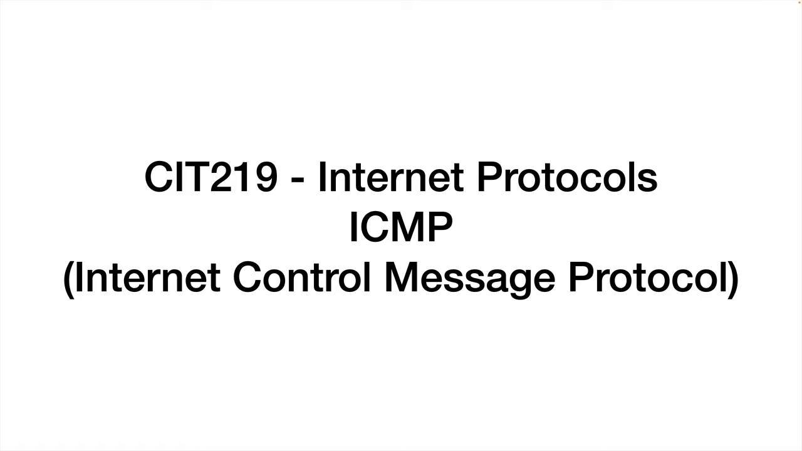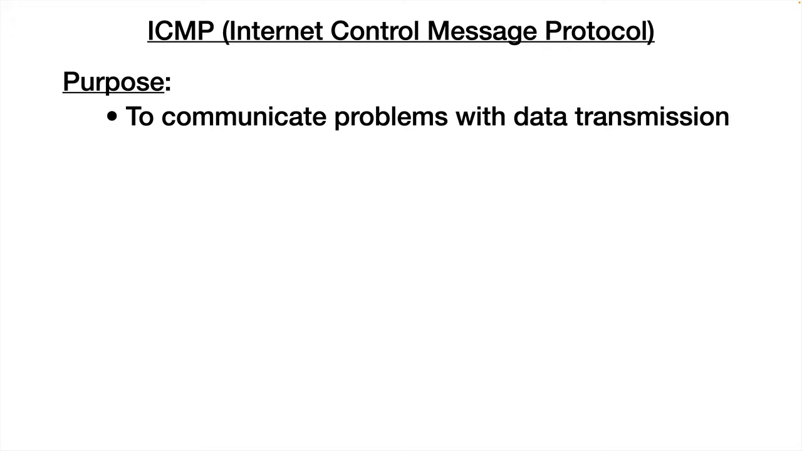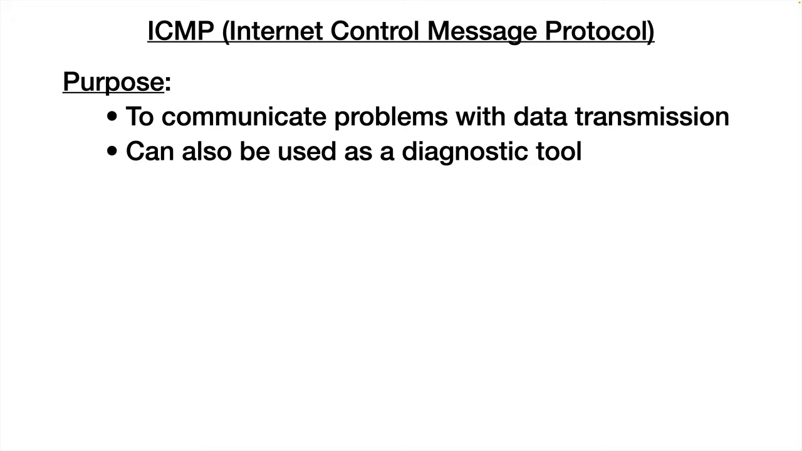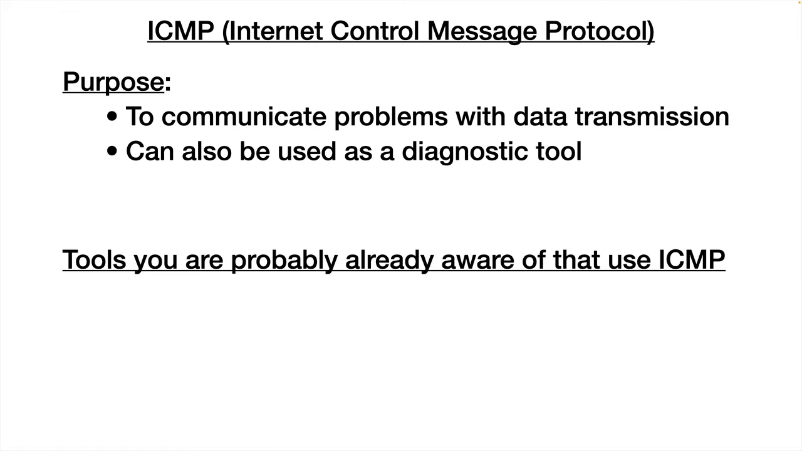Okay, this lecture is over the ICMP protocol. ICMP stands for Internet Control Message Protocol, and the purpose of ICMP is primarily to communicate problems with data transmission, like time exceeded, which means the time to live went to 0, or destination unreachable type issues. It can also be used as a diagnostics tool, which we'll see next, which is tools that you should already be aware of that use ICMP.